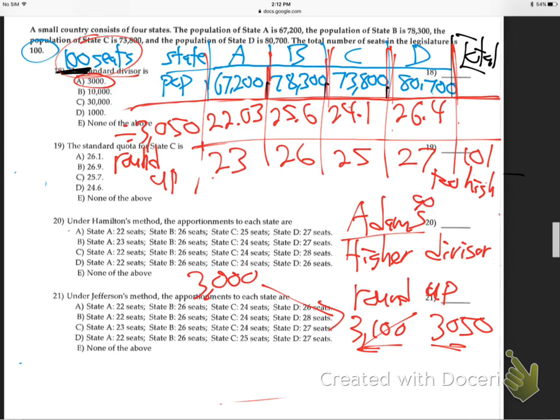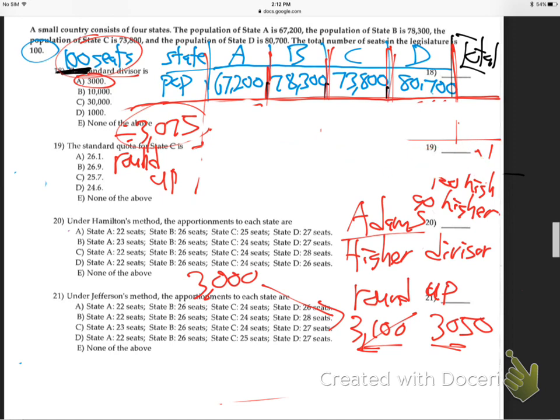So too high, go higher. So it's higher than 3,050, but we already know it's lower than 3,100. So what's between 3,050 and 3,100? 3,075. See, this just gets terrible, doesn't it? So now I've got to go back and say, all right, let me try 3,075. See if that works.